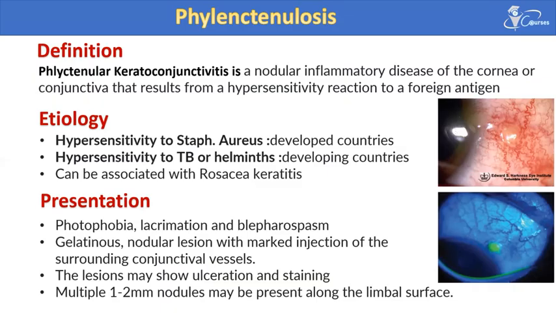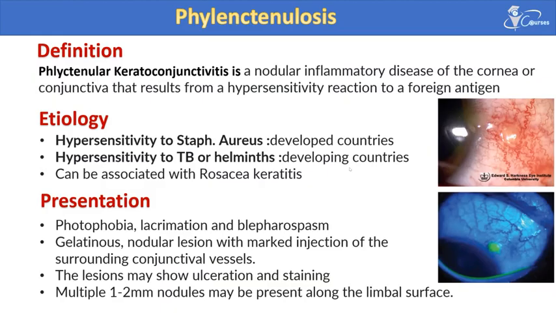So why does this nodule happen? It's again a hypersensitivity reaction. Hypersensitivity reaction due to a foreign body. A wide range of foreign antigens can be causing the phlyctenulosis. This can be caused by organisms, by infections, or even by some exposure. So this will be like a foreign antigen. So again, it is not the organism that is causing that, but it is hypersensitivity to the organism which will cause this inflammation.